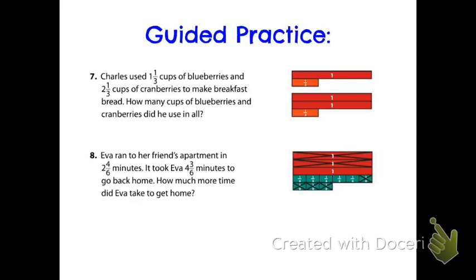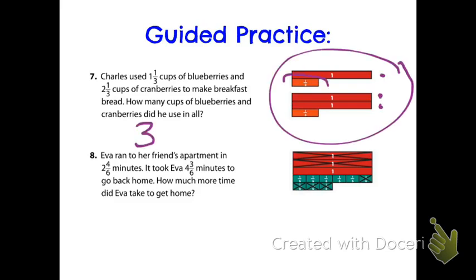Taking a look at this first problem here, says that Charles uses 1 1/3 cups of blueberries and 2 1/3 cups of cranberries to make a breakfast bread. How many cups of blueberries and cranberries did he use in all? Okay, so for this one, I would actually be adding them. So we're going to kind of review a little bit. So I'm going to take a look at everything I have over here in the visual, because I have 1, 2, 3 wholes, and then I look at my fractional parts. I end up with 2 thirds. So that's a quick review on adding.